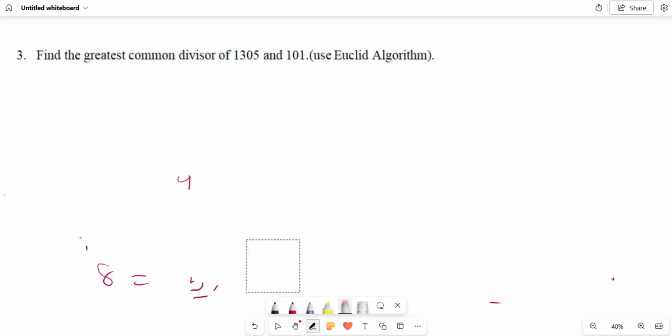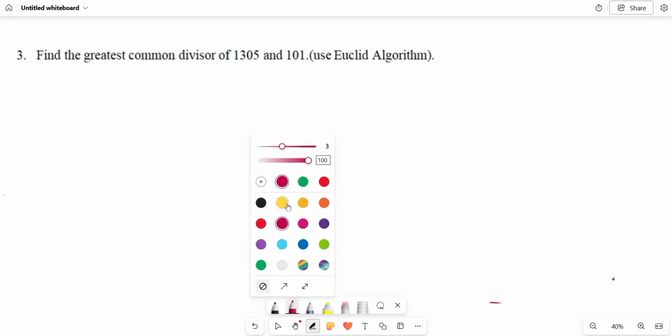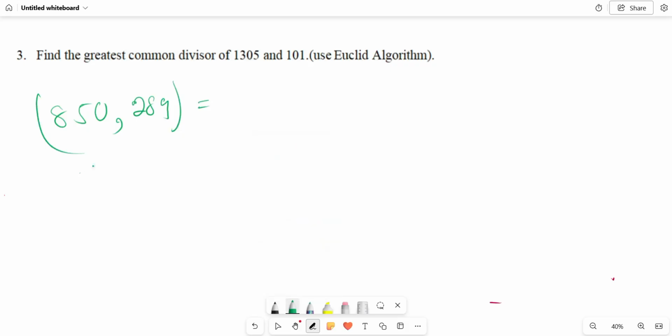We'll understand it this way, and you can understand what is the pattern going on. So we'll find out 850 and 289, what is the greatest common divisor? What is the GCD value of that one, by using the Euclidean algorithm? Now we'll start our method. First write the largest value 850 and the smallest value here.